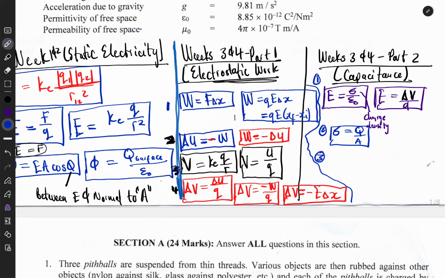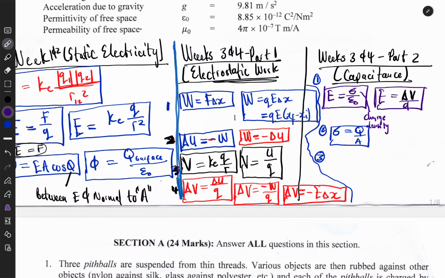Then we go to the third bunch of formulas. So what was the first one about? It was E. And how many do we have? 2. Sigma over mu 0 and delta V over D. Then we have sigma. Then now we can go to capacitance.